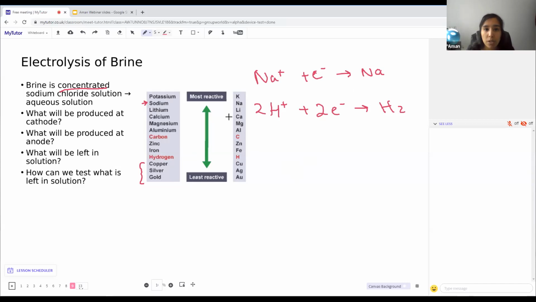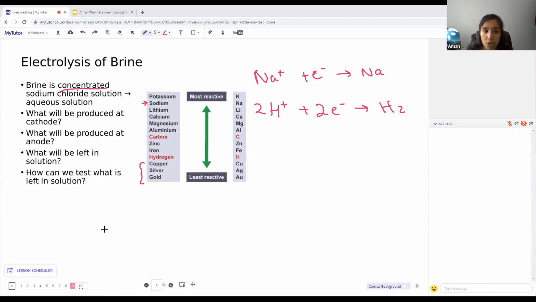Okay, what will be produced at the anode? It's not like a displacement reaction, because in displacement reactions, remember, the more reactive metal will displace the less reactive metal. So it's almost the opposite. Is sodium chloride another name for brine? Not quite, because sodium chloride dissolved in solution is brine, whereas sodium chloride solid is salt.